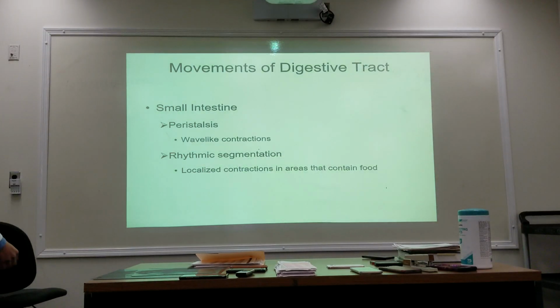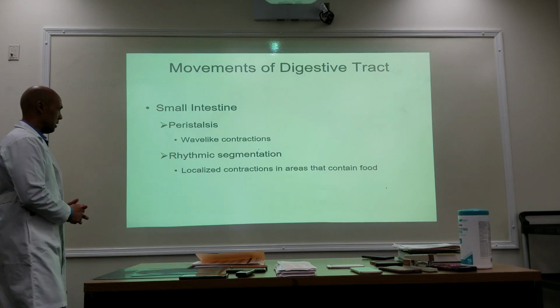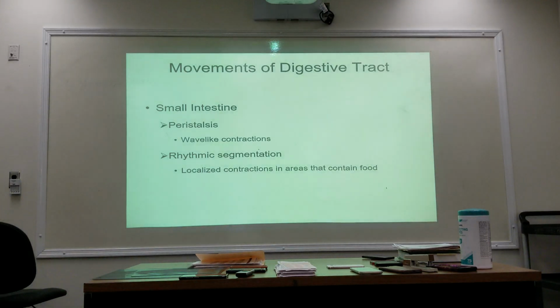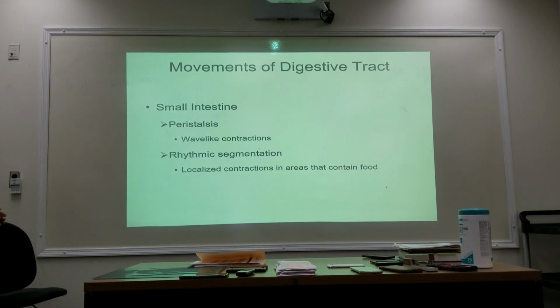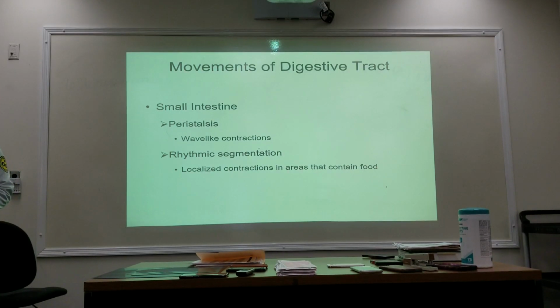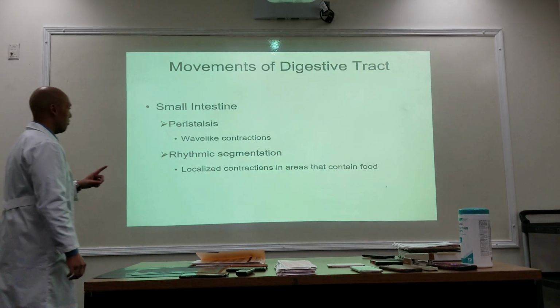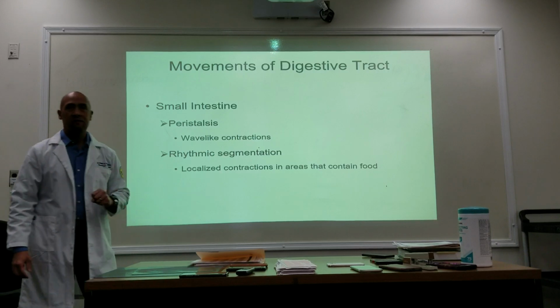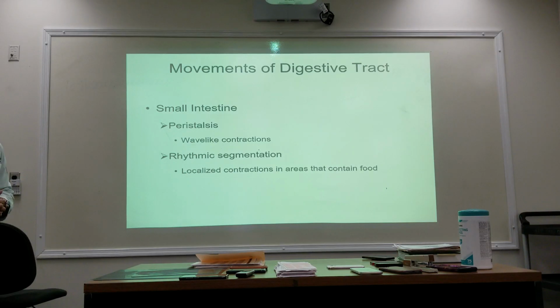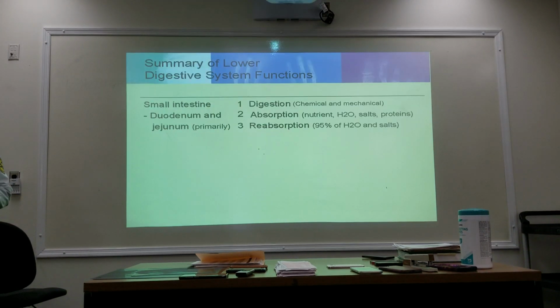So the movements of the digestive tract in the small intestine: the contents are moved by peristalsis, wave-like contractions, or rhythmic segmentations. These are localized contractions in areas that contain food. This is important because if you lack peristalsis, if you don't have the ability to move the contents throughout the bowels, they just sit there, and so now you have an obstruction. So it's important to get those contents through the small bowel and then into the large bowel.